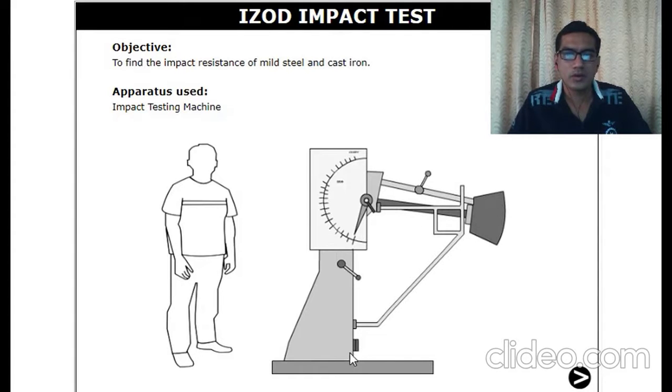The second important component is the anvil. On this anvil we have to fix or place our workpiece. Then third is the lever mechanism. Using this lever mechanism we can release the striking pendulum to perform the test. Then this is the scale with which we can measure the impact energy of the material. This is the construction diagram of the apparatus used for the impact test, called an impact testing machine.